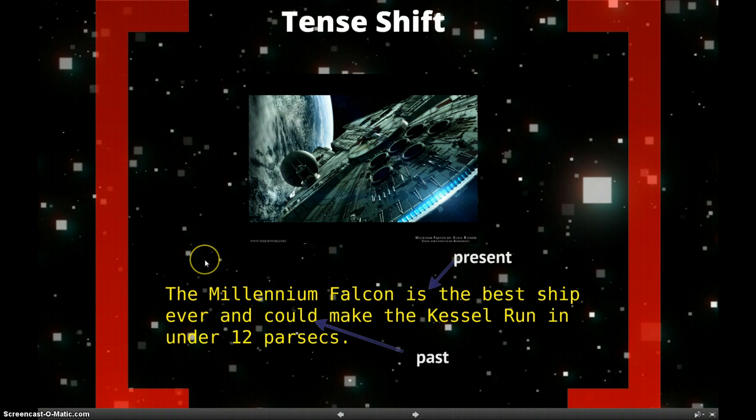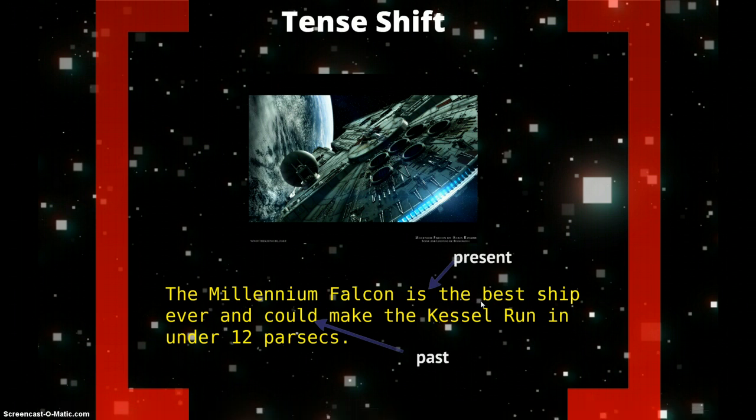So we could change this to say the Millennium Falcon is the best ship ever and can make the Kessel Run in under 12 parsecs. Or we could change them both to past: the Millennium Falcon was the best ship ever and could make the Kessel Run in under 12 parsecs. Make sure that whatever sentence you're using, or whatever you're writing throughout an essay or a work, that you keep the same tense whenever possible. So remember those rules for subject-verb agreement, as well as tense shift, and we'll work on it tomorrow.